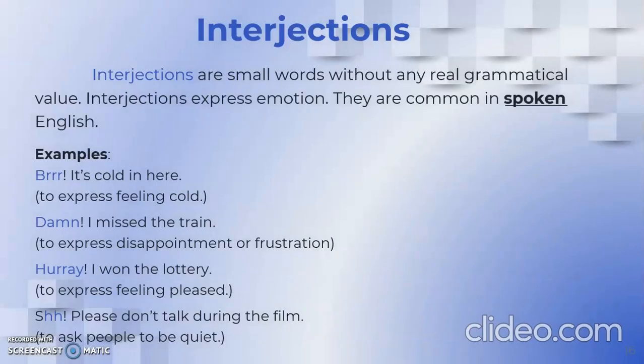Next is interjection. Interjections are small words without any real grammatical value. Interjections express emotion. They are common in spoken English, so we have to be careful when we use them, or when we try to write them. Example: Brr, it's cold in here. The word brr expresses the feeling of being cold.